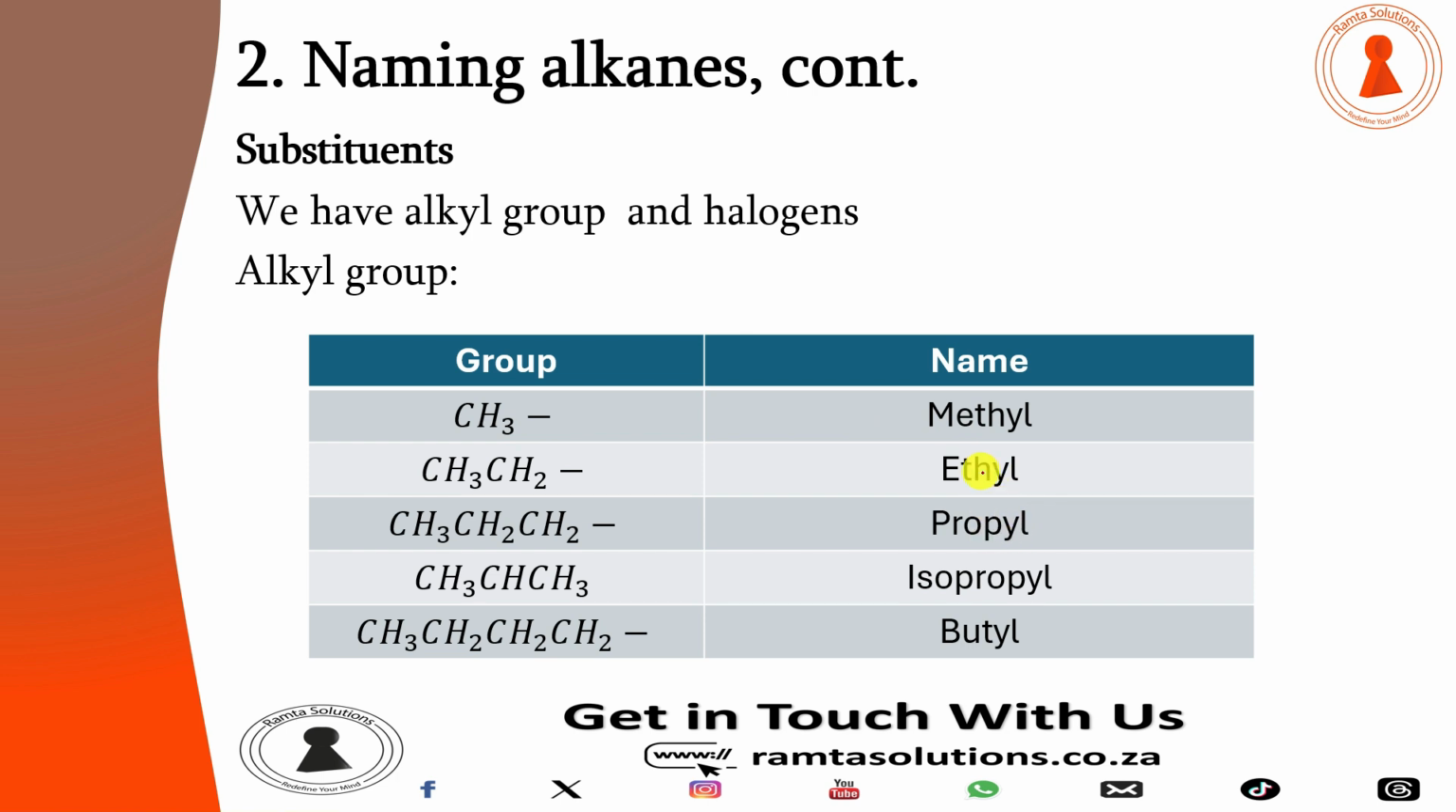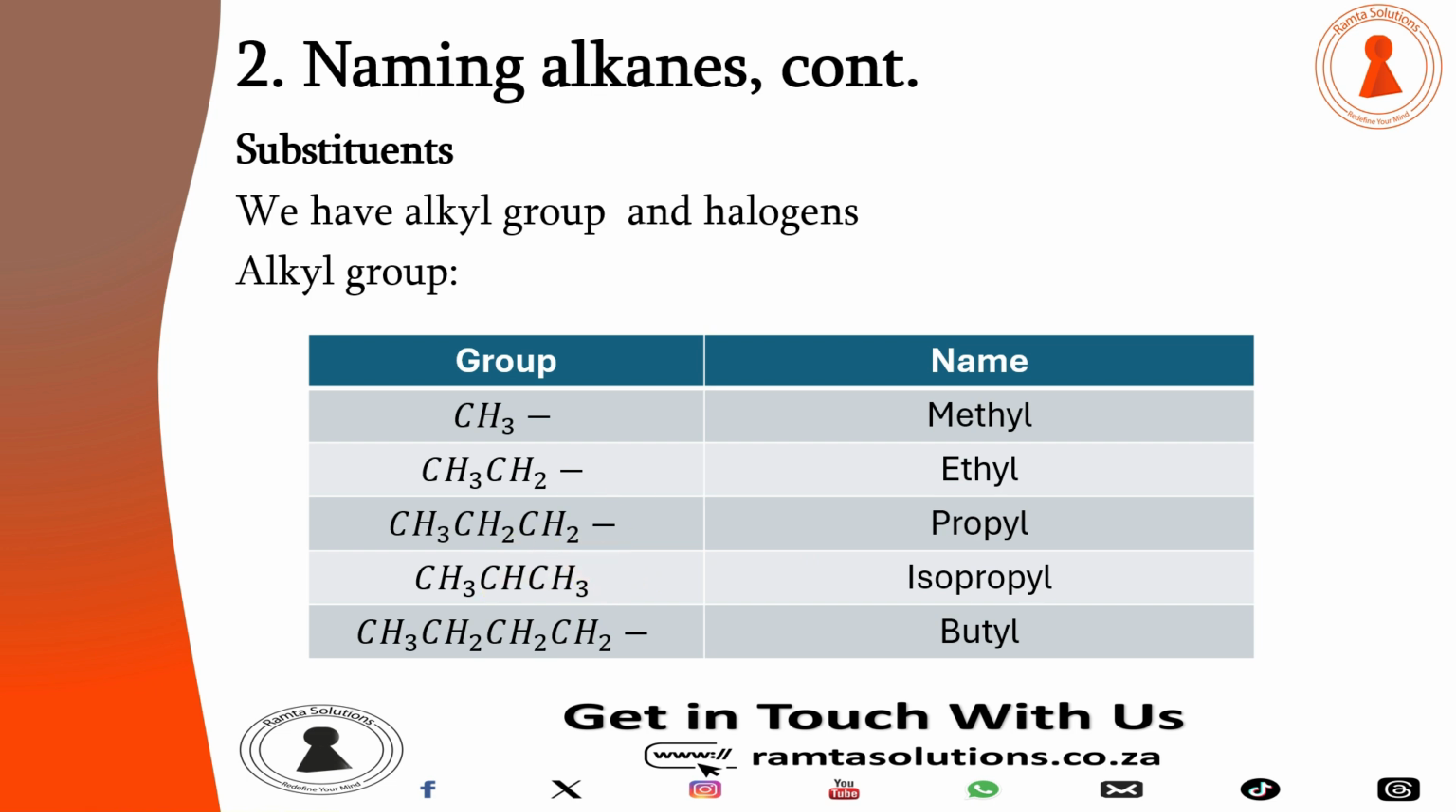Okay, and then there's this one here. If it was CH3, CH2, CH2, CH3, you're going to call it butane. But because this one is CH2, you call it butyl. You do realize that we have propyl and isopropyl. With propyl, the carbon chain is bonded to the last carbon here. But with isopropyl, the carbon chain is bonded to the central carbon. Okay, that is the difference between them.